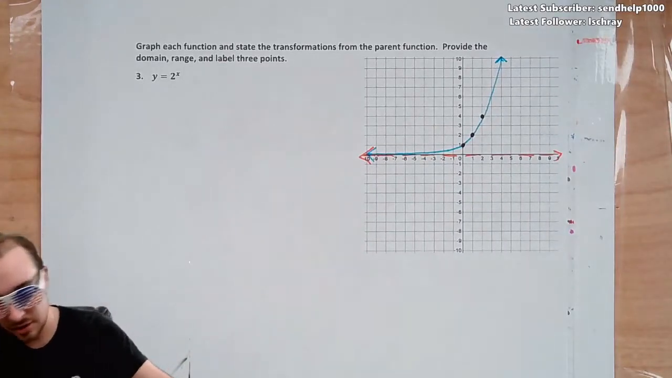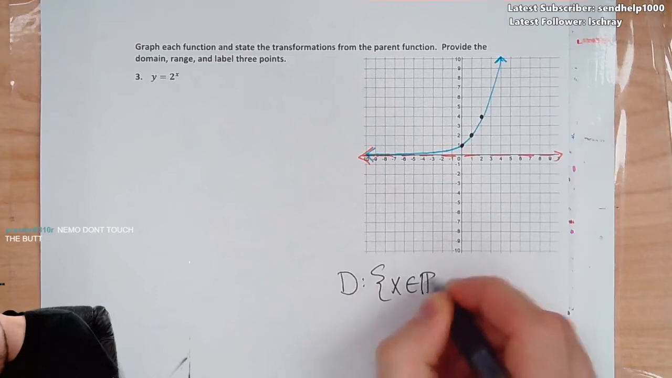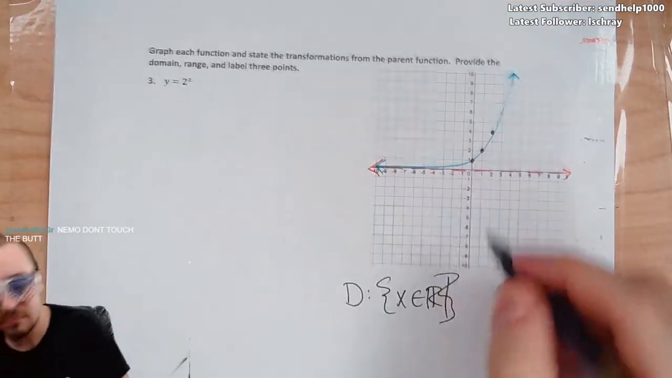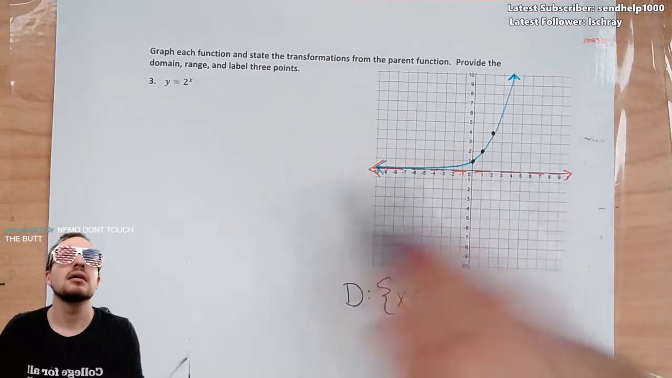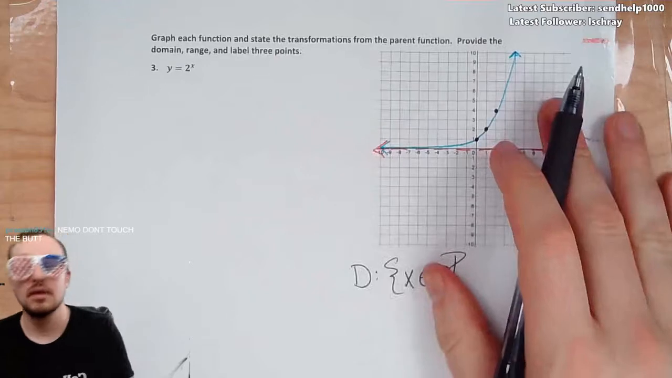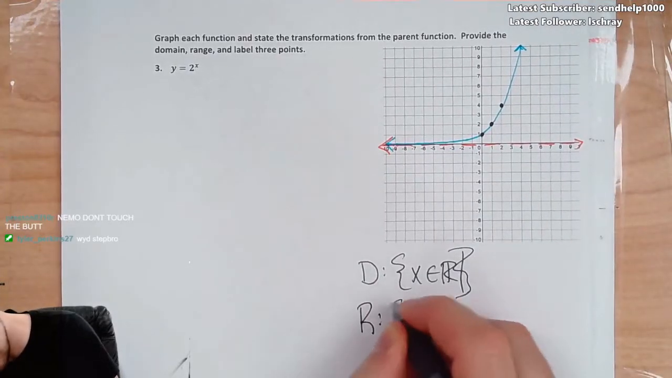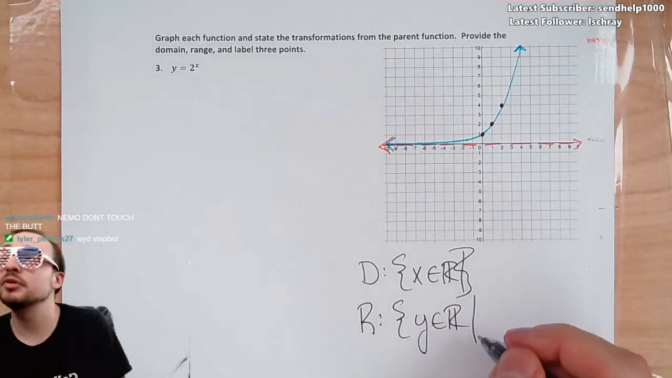So, domain and range. Domain: x can be any number at once, period. Left and right, as far as it wants to go. This is still going to the right. Range: y can be any number at once. However, it has to be greater than 0.